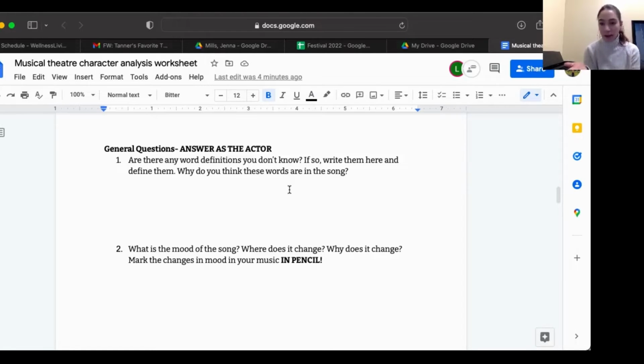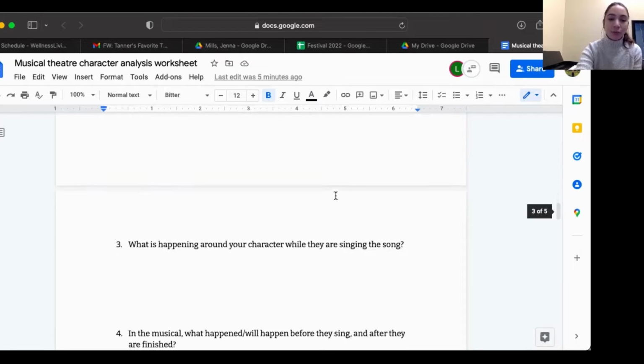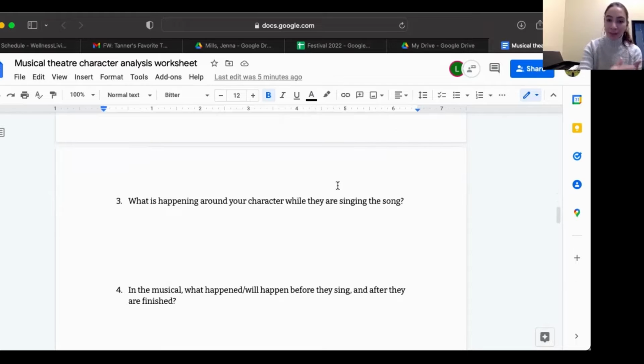So why are we singing this again? Not just because we have to, but what reason does the character have to sing these words again? Is there a difference in mood? Is there a difference in dynamic? That kind of thing. So we're going to look at this, define the words. What's happening around the character? So, what time of day, where in the musical does it happen?